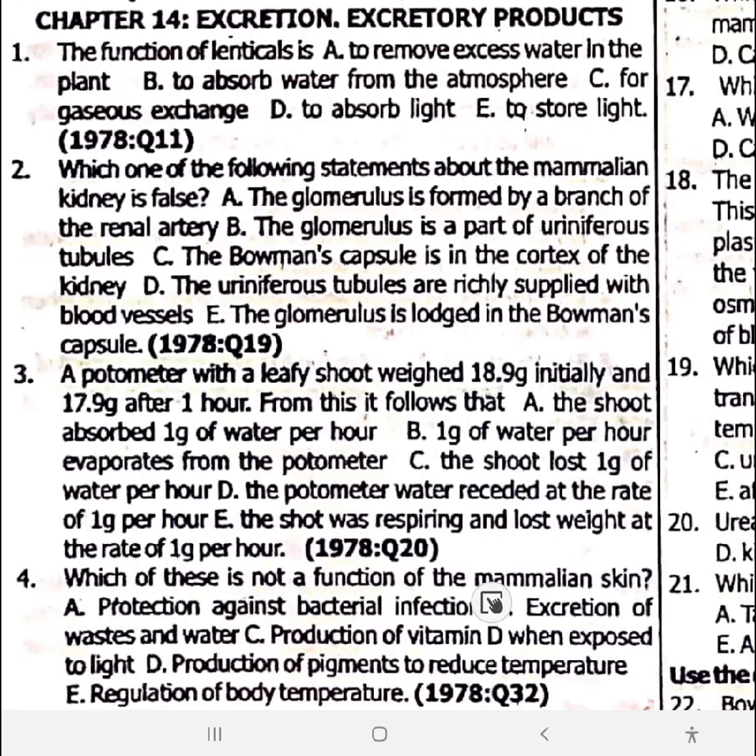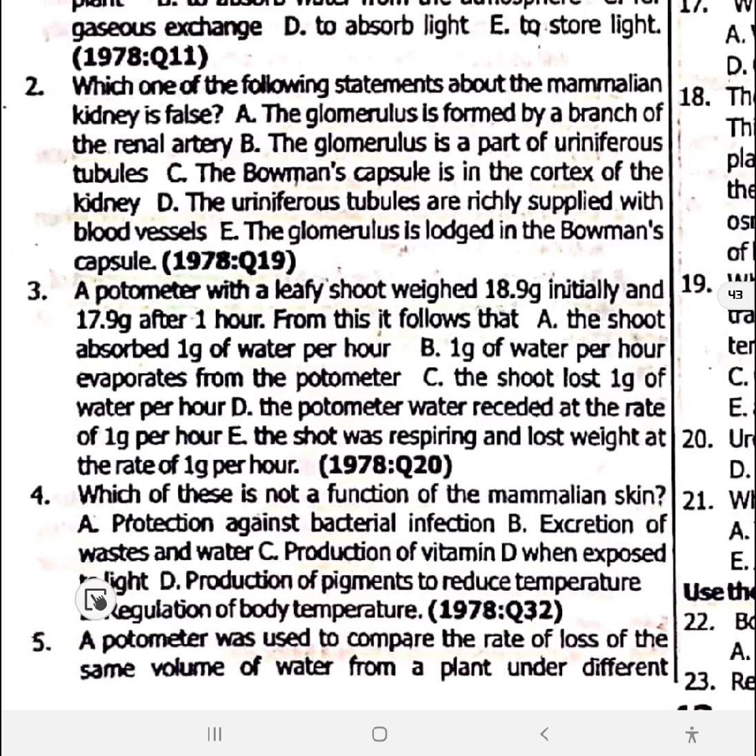Four. Which of these is not a function of the mammalian skin? When exposed to light, production of pigment. Four is option D. The skin does not produce pigment, right? The skin regulates temperature in two ways: vasoconstriction and vasodilation. This helps to lose excess heat.